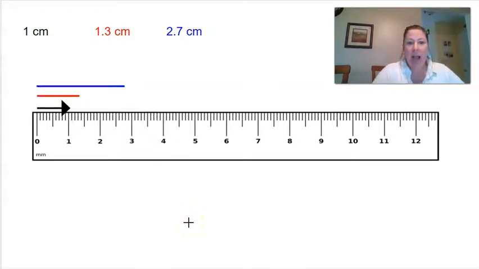So now I have 3 different line segments. I don't know if I can redo that one, but that's okay. So I have 3 different segments: one that is 1 centimeter long, one that is 1 3/10 centimeters, and one that is 2 7/10 centimeters.